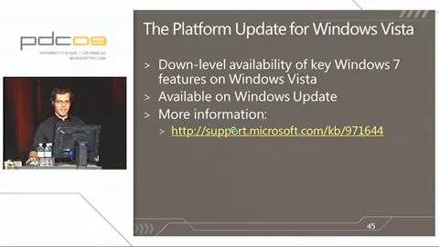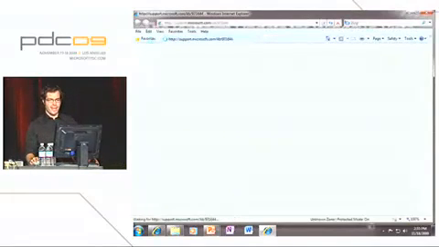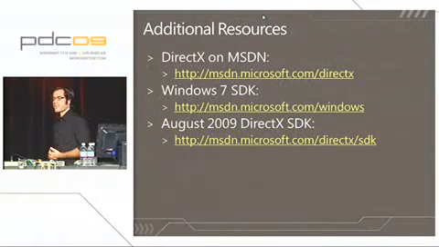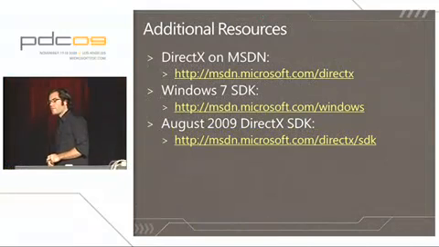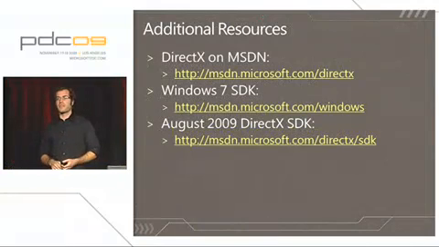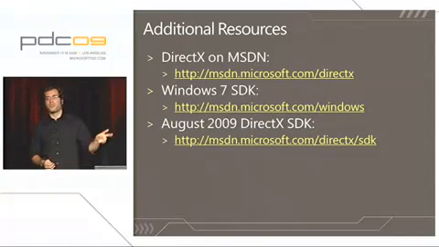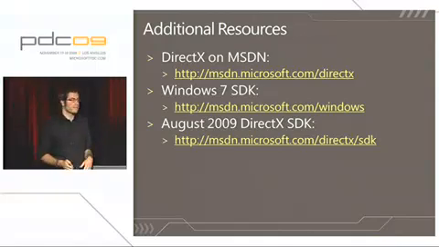I don't actually want to go to the KB article right now, but you can learn more about it from there. Sorry for the click. Here's a slide with some additional resources. The DirectX MSDN site provides some links to the MSDN documentation as well as some white papers and the code samples. The Windows 7 SDK, and then finally the August 2009 DirectX SDK, which contains both of the code samples that I showed. You can download this and check them out today, as well as a bunch of the documentation around Direct3D 11 and what you can do with it.